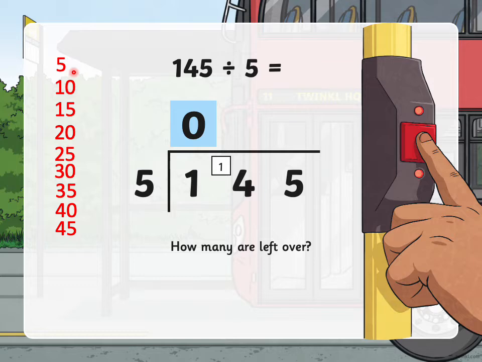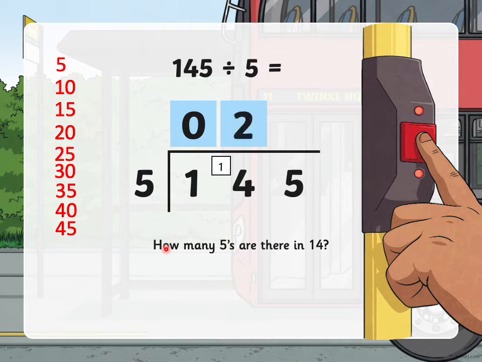So what's 10 divided by 5? It's 2. Count here, 1, 2. So the 14 divided by 5 is 2. What's the remaining? We took 10 from the 14. So what's the remaining? We have a remainder of 4.